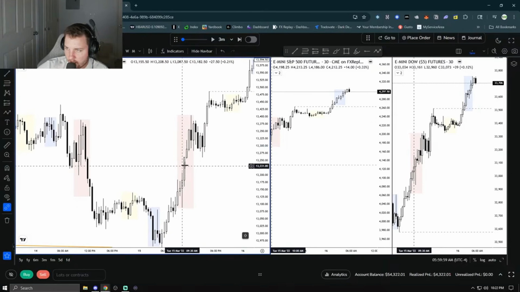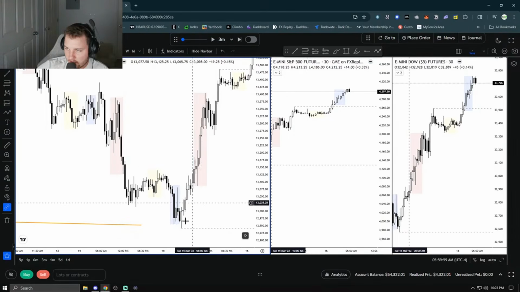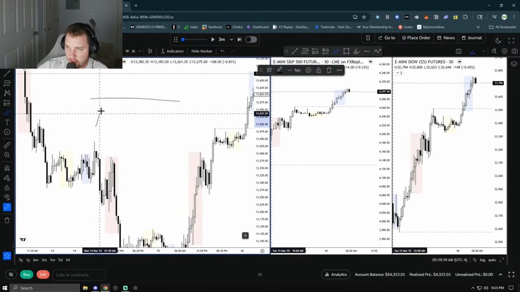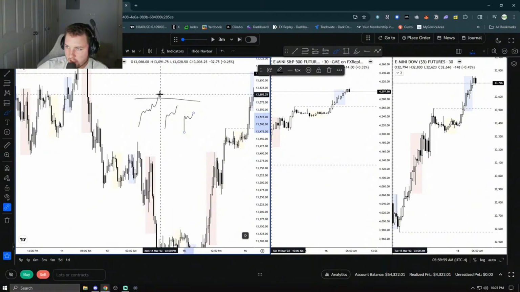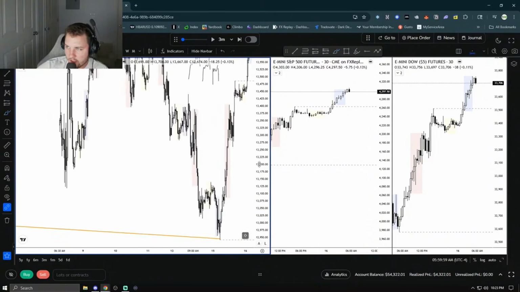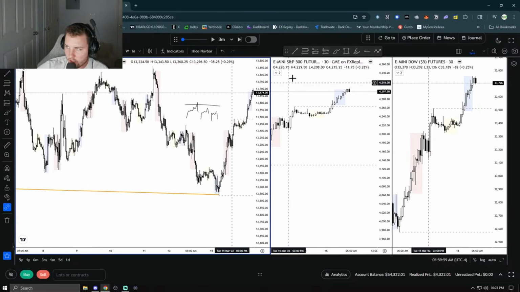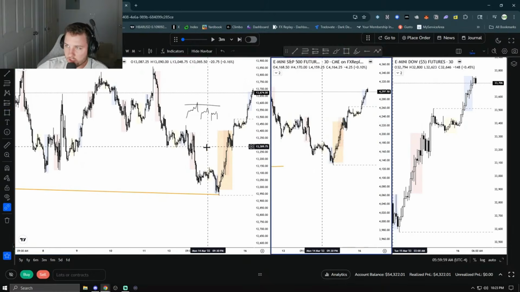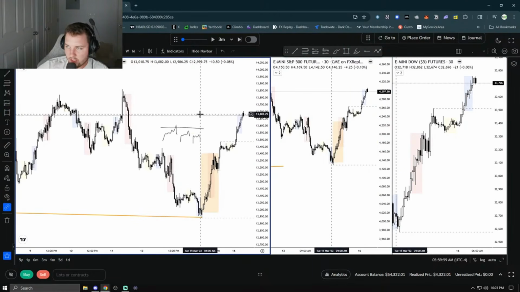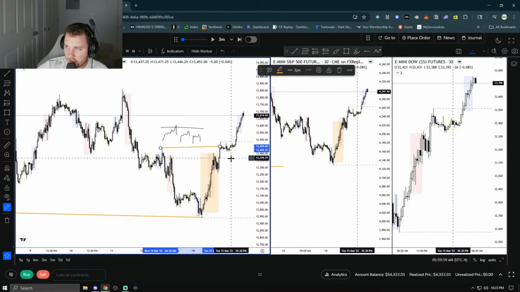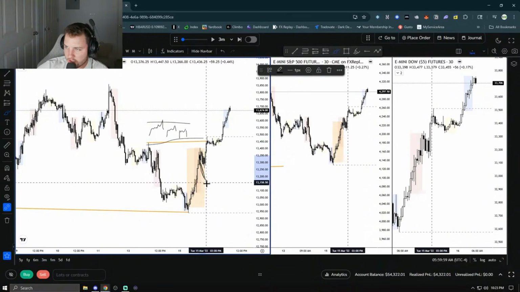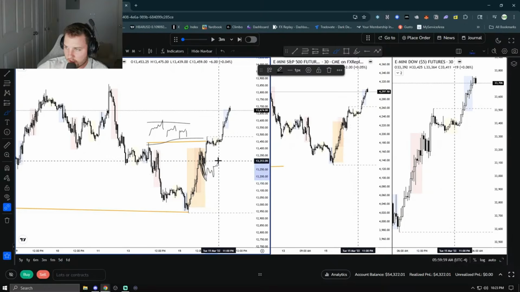No. Yeah, right here. Like this expansion, remember I said, are we going to do, sorry if I'm repeating a lot, it's just muscle memory. This is literally what we did right here off this low. We expand into it. Look at the reaction we get. This is exactly what I was saying a second ago. Are we going to do that again here to then create the SMT, where we retrace here into a pullback to then continue lower?